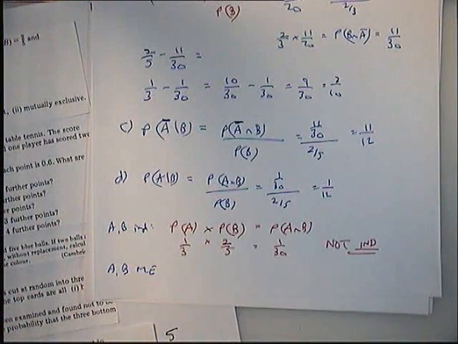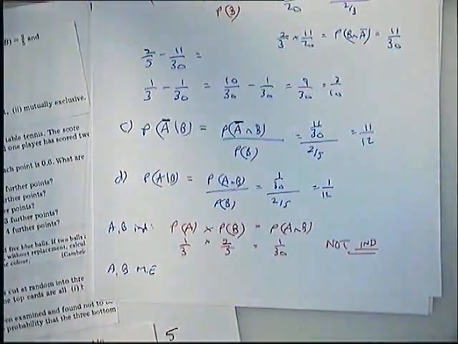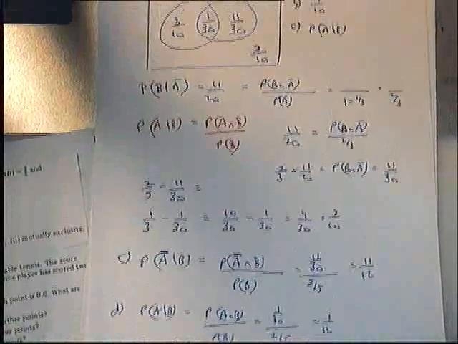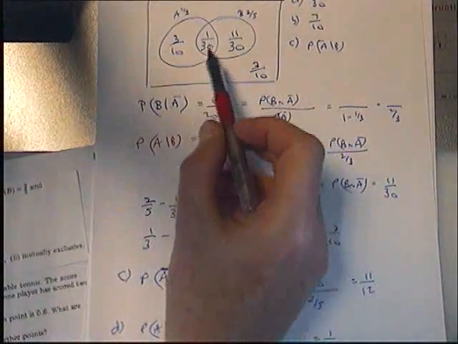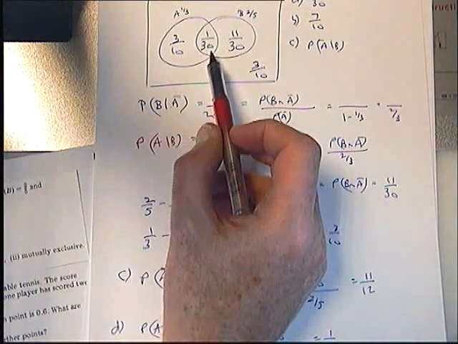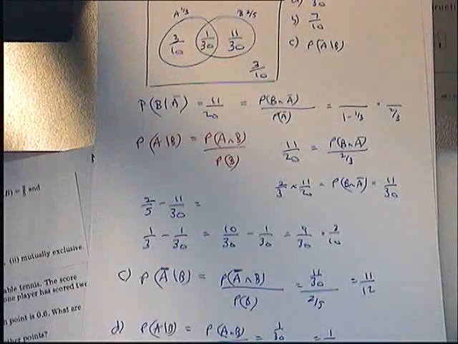Sorry, I'm just going to go back on that one. Why were they not mutually exclusive? If they're mutually exclusive, they cannot happen together. Well, these can happen together, because there is a probability of them happening together, so they are not mutually exclusive.